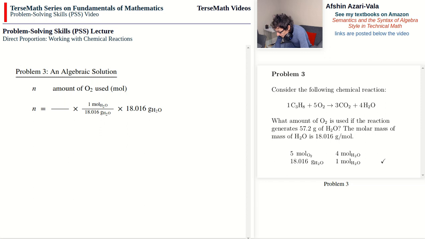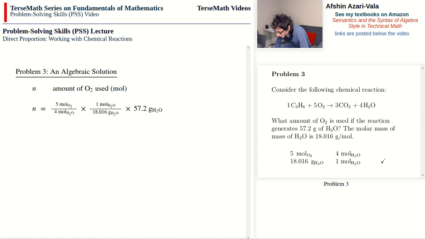Now let's check off that relationship. And now we have moles of H2O here. That's the purpose of this step: it converts grams of H2O to moles of H2O. Now that we have moles of H2O, we can use the reaction to relate that to moles of O2. And that's where the numbers from the chemical reaction come in, the 5 and the 4. The one that has the same unit as moles of H2O goes down. That would be 4 moles of H2O, and 5 moles of O2 goes on top.